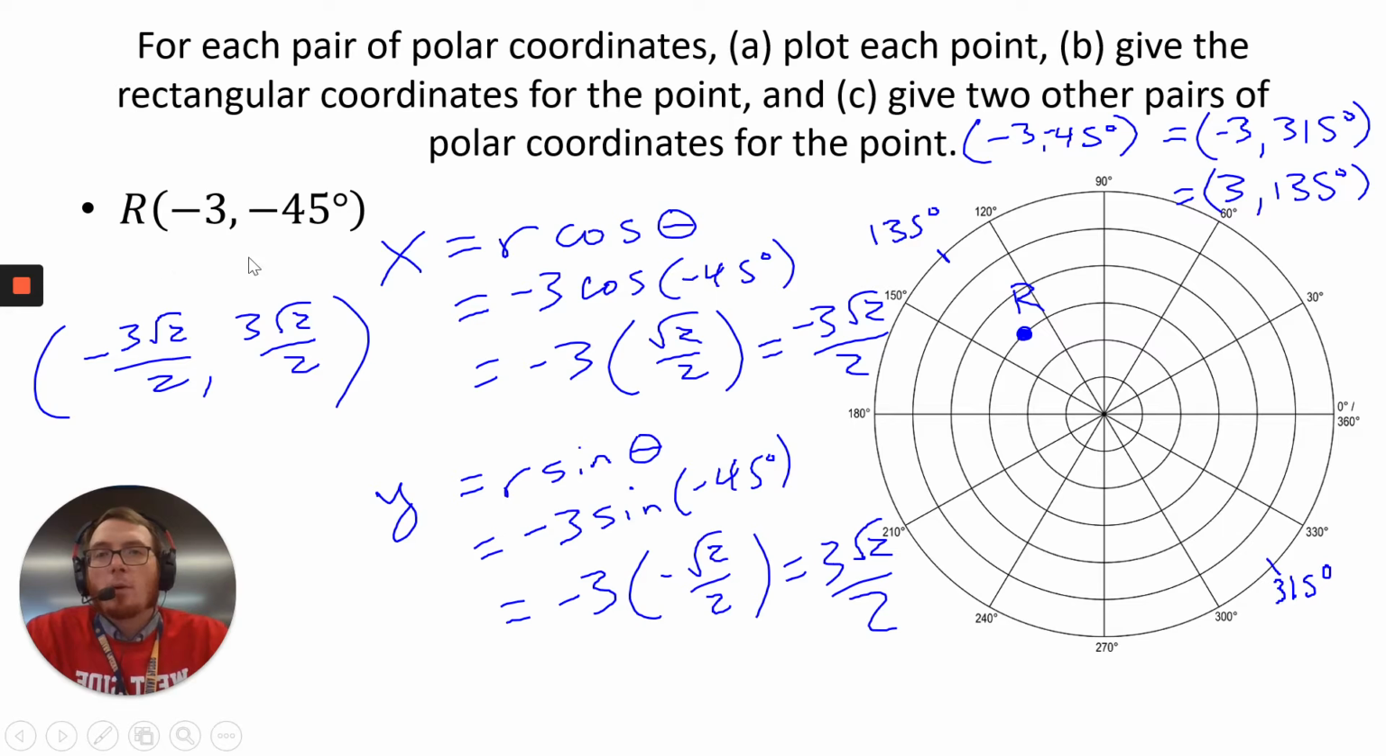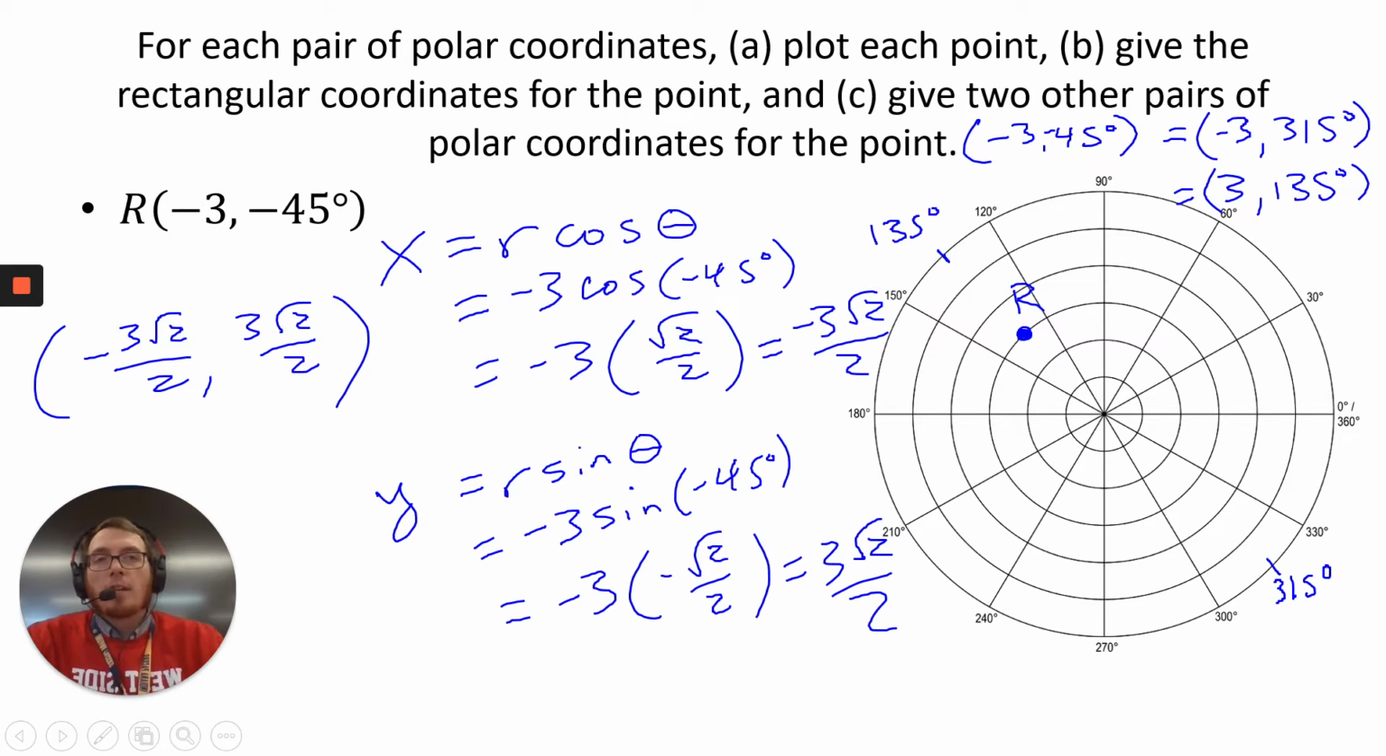Plotting the pair of polar coordinates. Let's talk a little bit about negatives here. So I would probably deal with the angle first. Notice this says negative 45. So negative 45 would start at 0, but instead of going up 45, it goes down 45 to 315. Now the radius should be 3. That would be 3 out towards it, but it goes the opposite way. So you have to go the opposite way towards 135. And so that's why the answer ends up in quadrant 2.